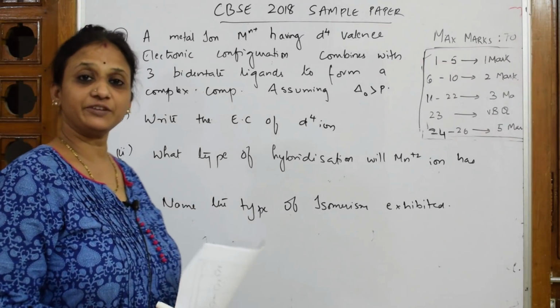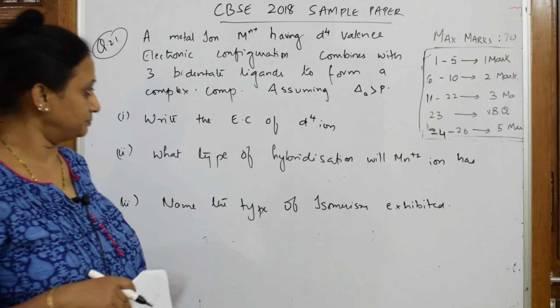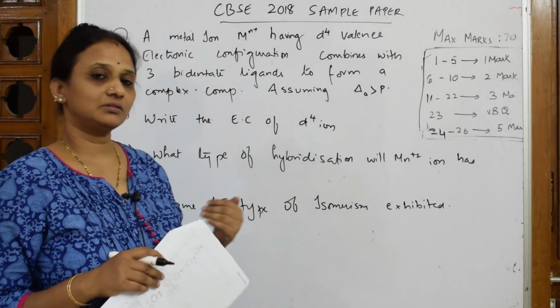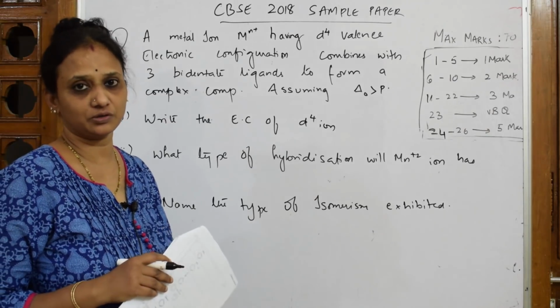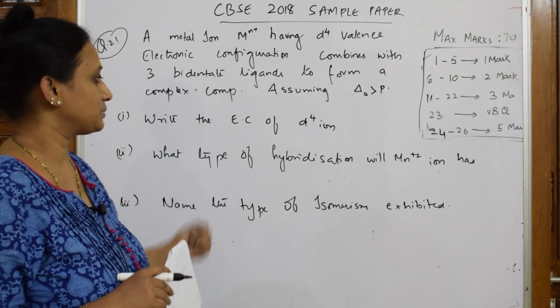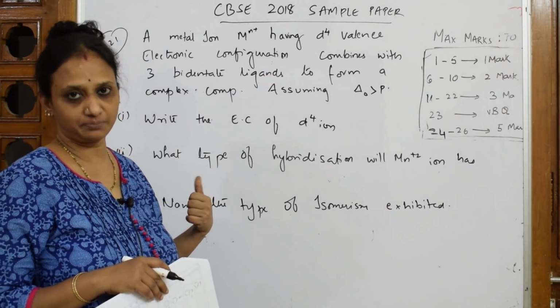Let's come back and see the 21st question. So in the 21st question, what did they give us? Basically this question is from the D4 configuration, D orbitals, the D block elements. They've also combined a concept of coordination compounds in this.